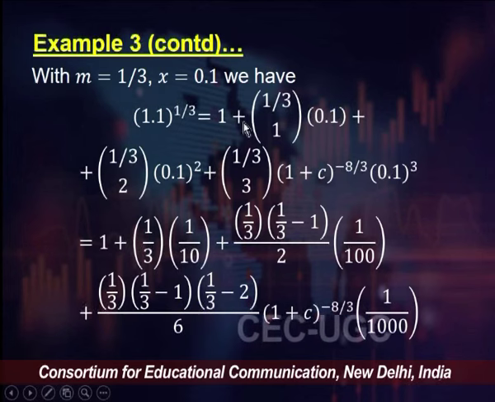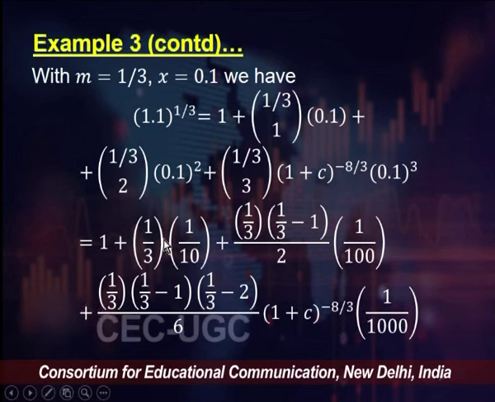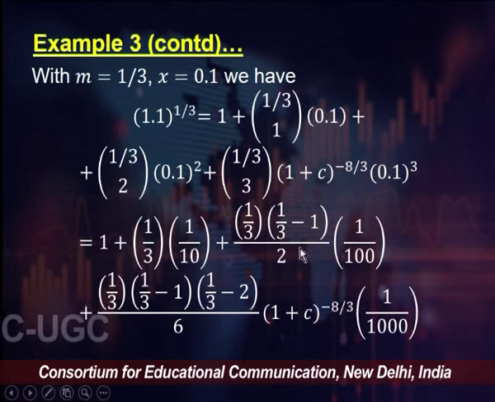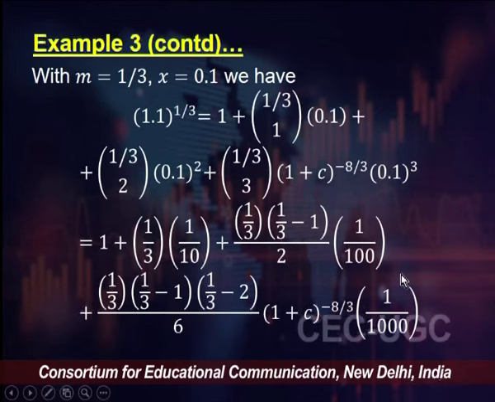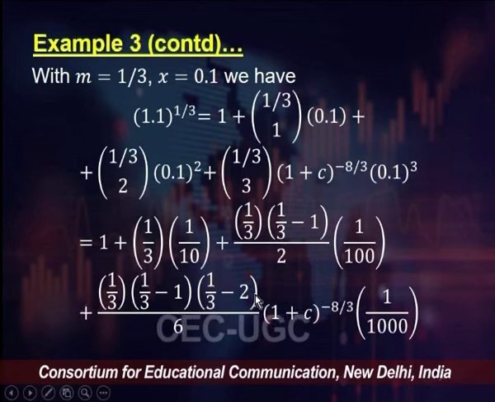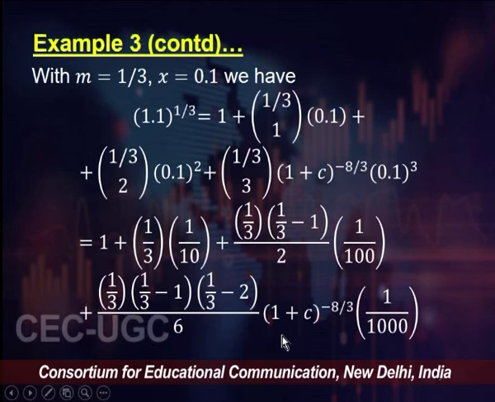Okay, so let us do some calculations here. Our first term on the right hand side is 1, plus (1/3)C1 is nothing but 1/3, if you remember I said mC1 is m itself, times 0.1, which I am writing as 1/10, plus (1/3)C2, that's 1/3 times (1/3 minus 1) divided by 2 factorial times 0.1 squared, which is 1/100. Then for the remainder I have (1/3)C3, so 1/3 times (1/3 minus 1) times (1/3 minus 2), I have 3 factors in the numerator divided by 3 factorial, 6, times (1 + c)^(-8/3) times 1/1000.